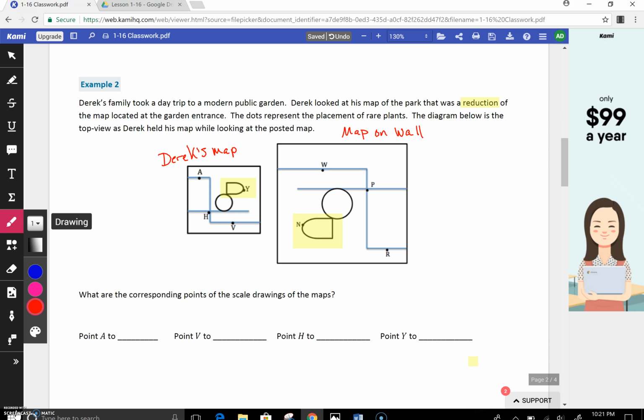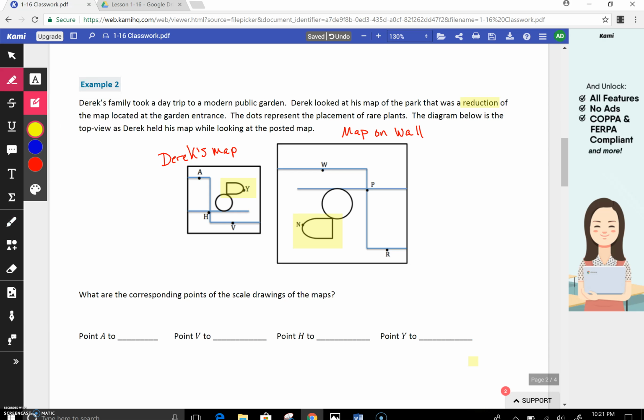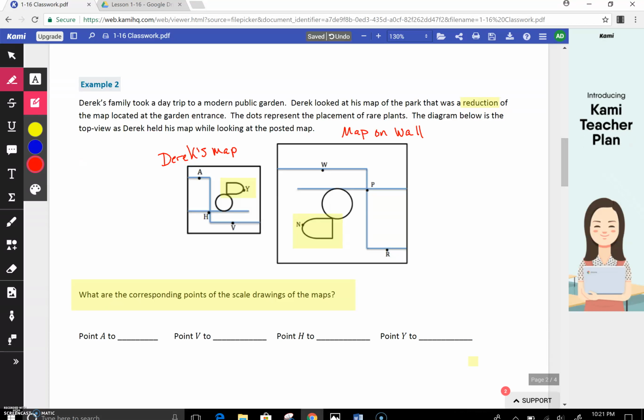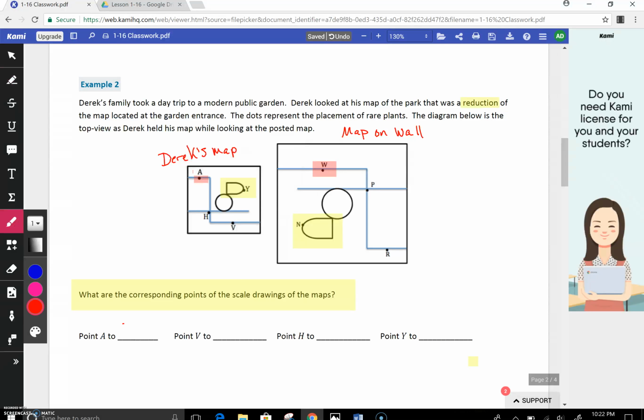So if we look down here, it says, what are the corresponding points of the scale drawing of the map? Here's what a lot of people think, that point A here on Derek's map corresponds to point W on the map on the wall. So if we said point A corresponds to point W, because it looks like it does, that's actually incorrect. And here's why.